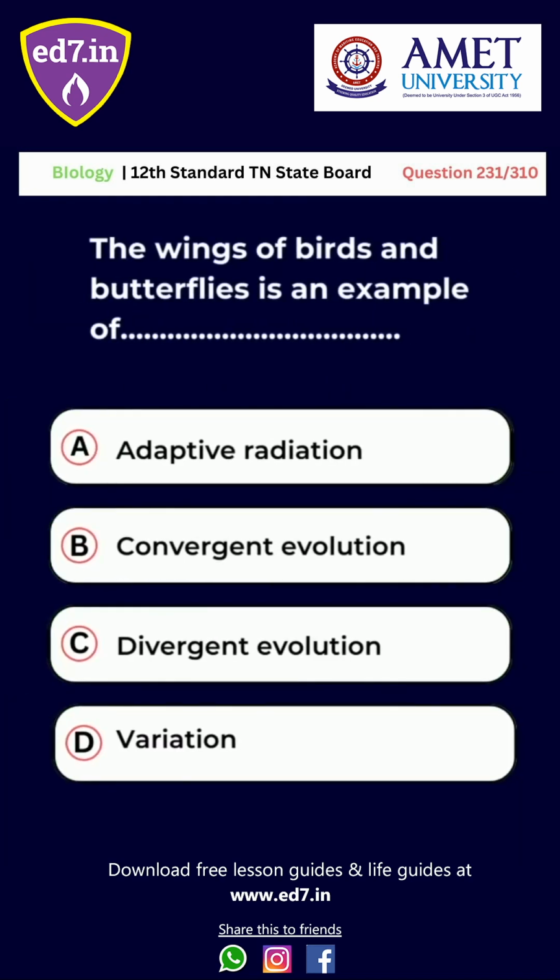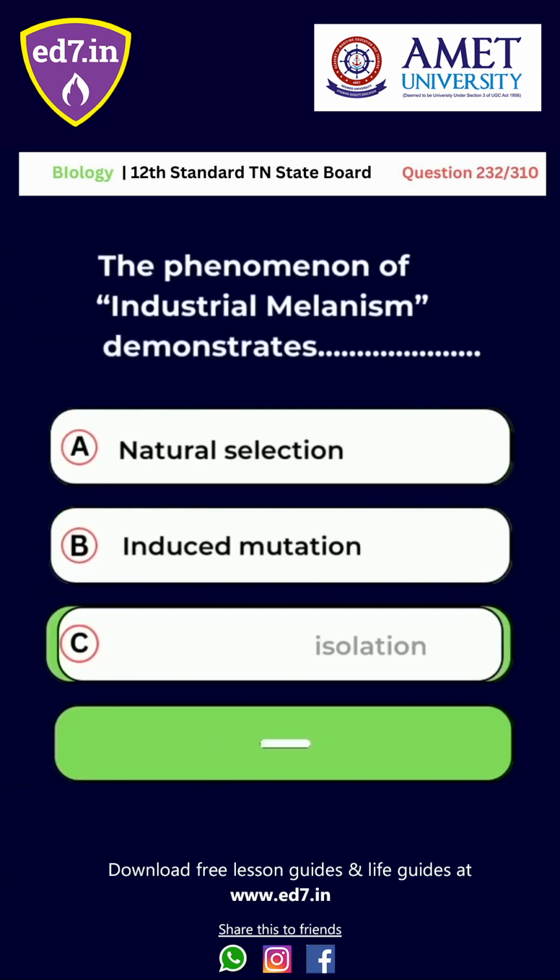Question number 231. The wings of birds and butterflies is an example of A. Adaptive radiation, B. Convergent evolution, C. Divergent evolution, D. Variation. The right answer is option B. Convergent evolution.